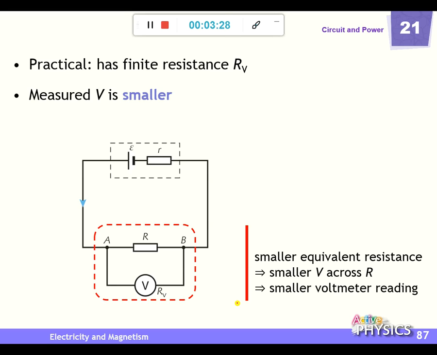So this one has finite resistance RV. Measured V is smaller. Okay. Like this, a smaller equivalent resistance gives a smaller V across R. Okay, smaller voltmeter reading. Remember it. The voltmeter should be connected in parallel, like that. But once again, RV should be greater than R to make the current choose this path instead of passing through the voltmeter.